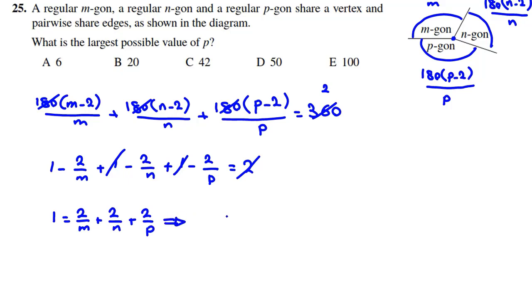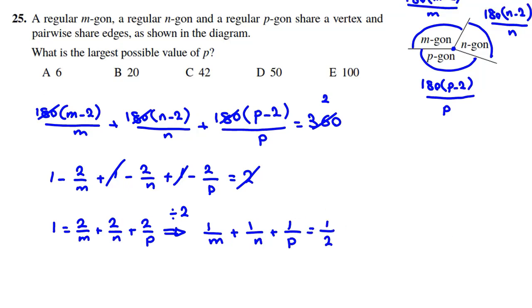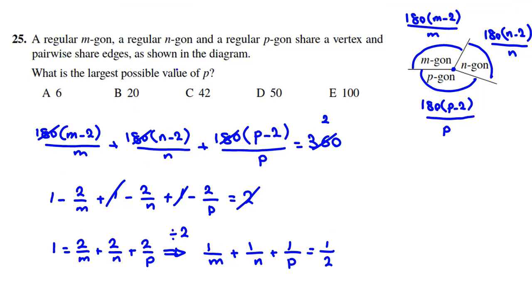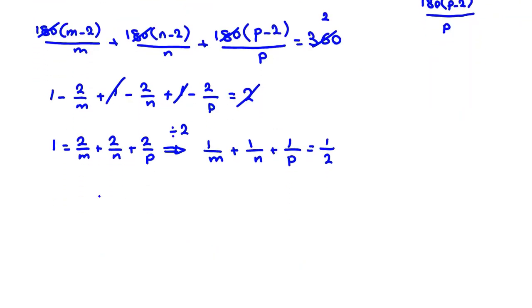So we can also divide both sides by 2 and switch the left-hand side and right-hand side. So 1 over m plus 1 over n plus 1 over p equals what? Equals 1 over 2. Now, the problem wants what? The problem says, what is the largest possible value of p? Okay, we know m, n and p are positive integers. Let's focus on p, because the problem only wants the largest possible value of p. So 1 over p is 1 over 2 minus 1 over m minus 1 over n.